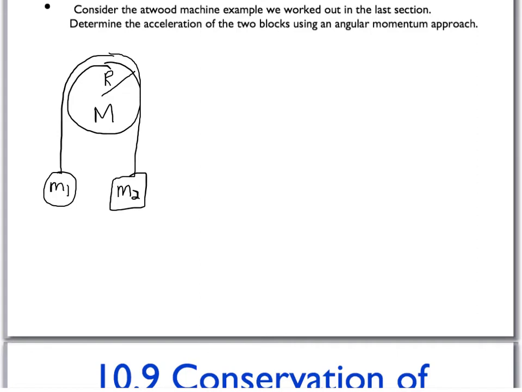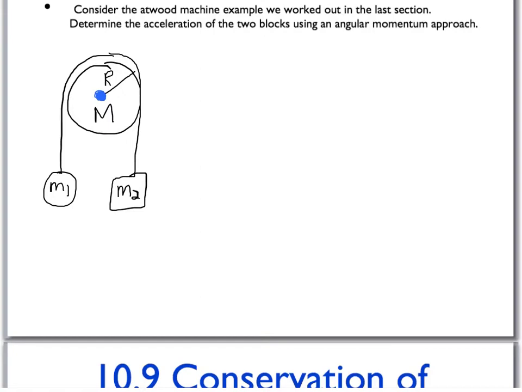Now, if we're going to use angular momentum as our approach, we need to choose an axis that this is all rotating around. So our axis is going to be the center of the pulley. We're going to look at how everything rotates or moves around this center point and what its angular momentum would look like around that center point.